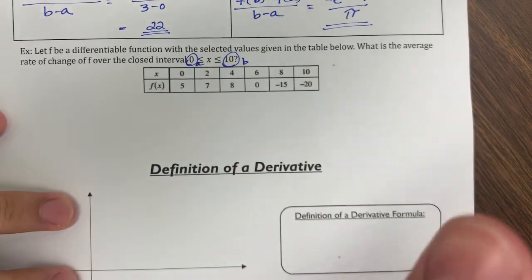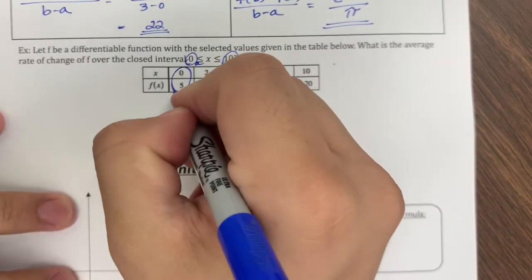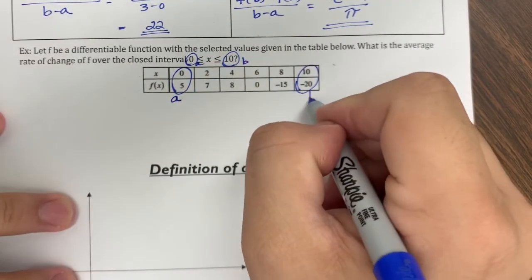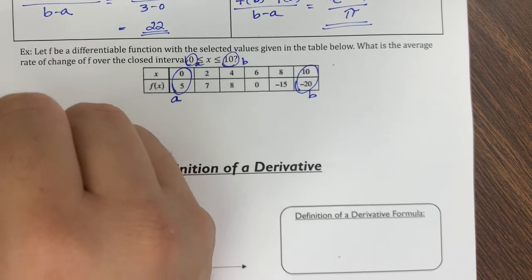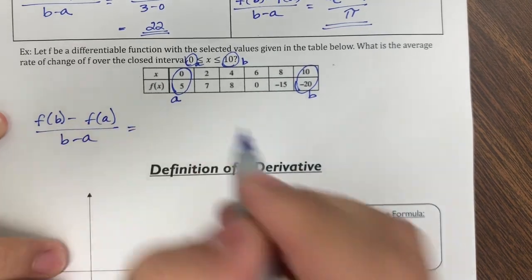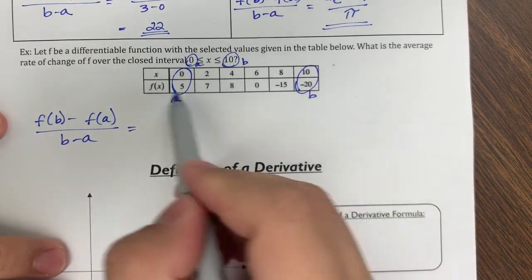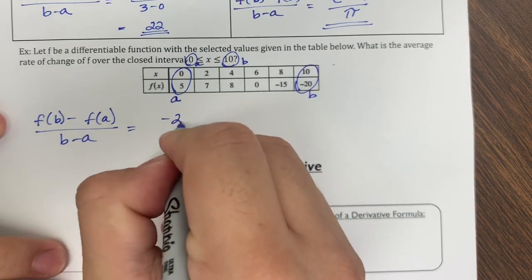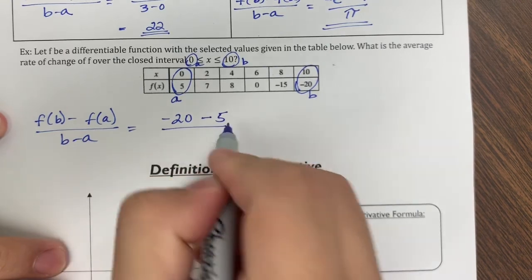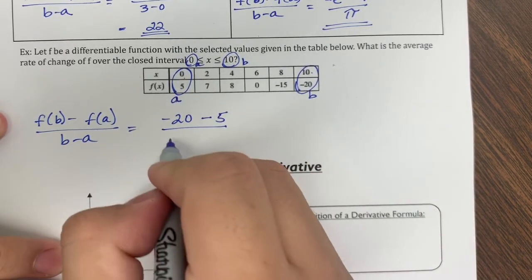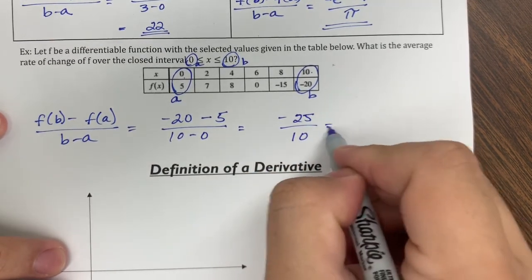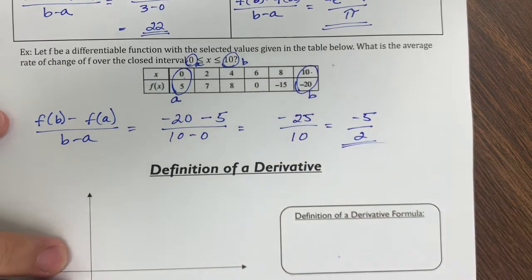So really there are only 2 points that I'm looking at here. The first one being this one and the second one being that one. So we can think of this as point A and point B. If I did f of B minus f of A divided by B minus A, well, f of B is the function at B, which is equal to negative 20, minus the function at A, which is equal to 5, all divided by 10 minus 0. So I have negative 25 over 10, which reduces down to negative 5 over 2.